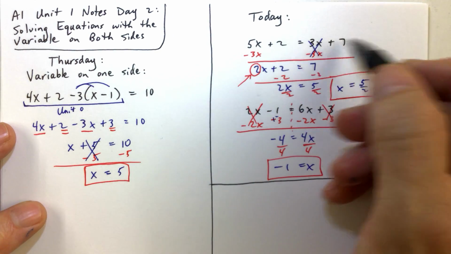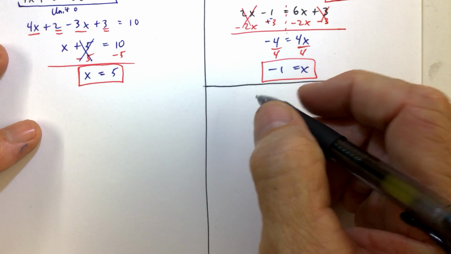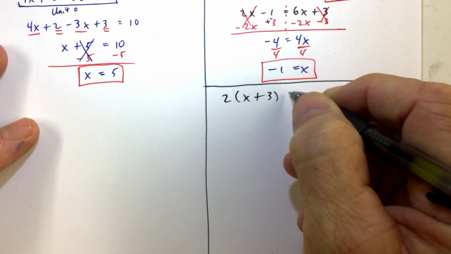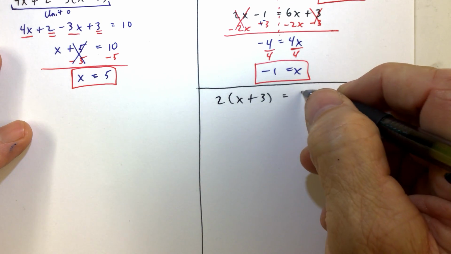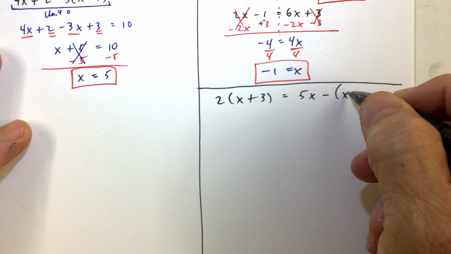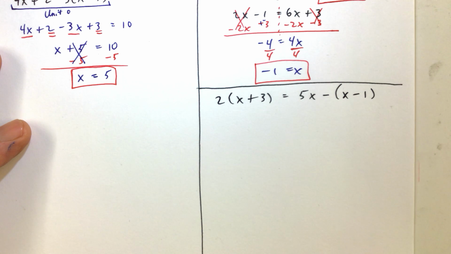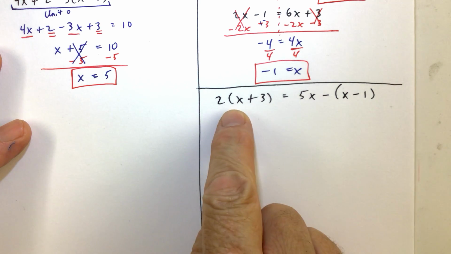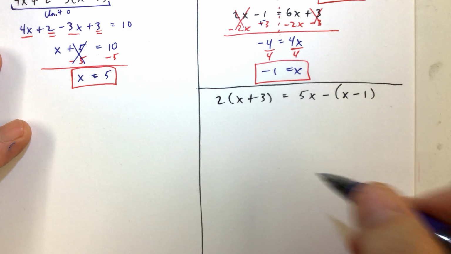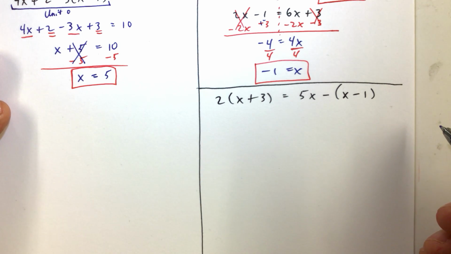We want to get simplified, and if we go back to unit 0 and simplify like this, we have, let's say, 2 times x plus 3 equals, let's say, 5x minus, and let's put something like this, x minus the quantity x minus 1. So we can see we need to simplify not only the left side, but now also the right side. Simplifying just means exactly what you remember from unit 0.